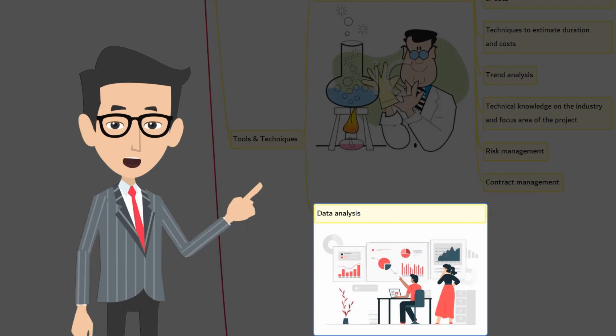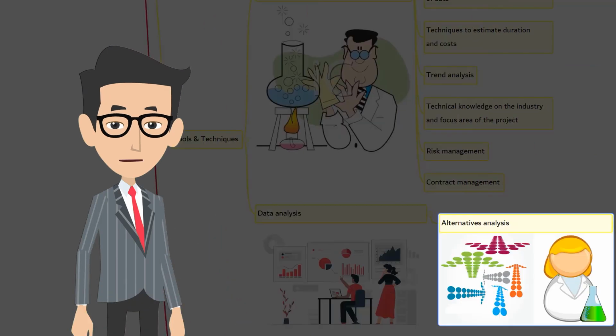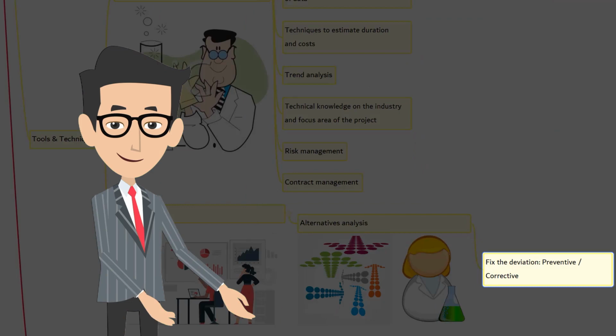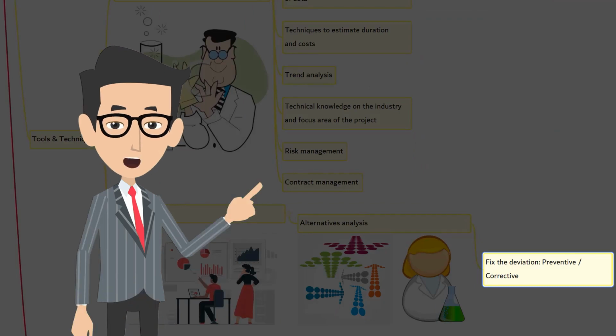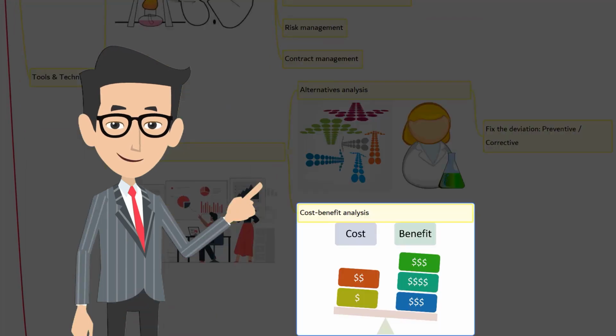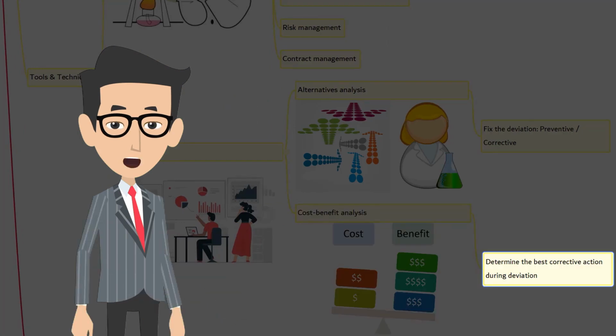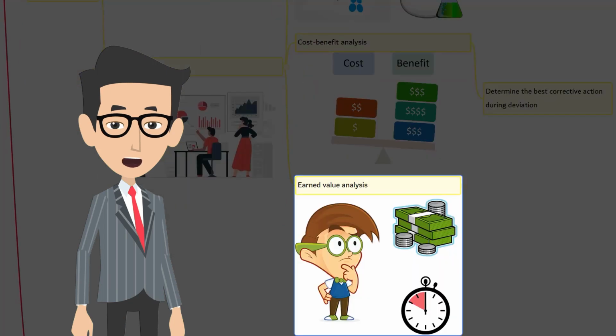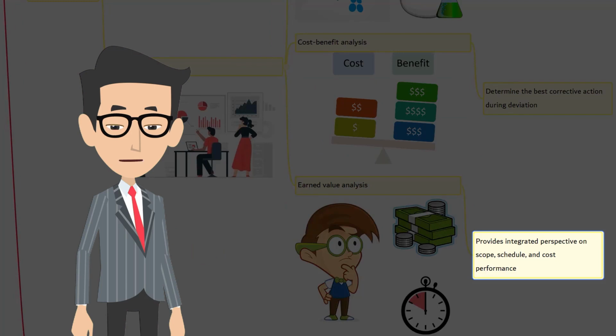The next one is data analysis. Here we have 6. Let's look at those. First one, alternative analysis. When deviation occurs, alternative analysis assists to the preventive or corrective action or combination to manage it. Cost-benefit analysis. Cost-benefit analysis helps to determine the best corrective action in terms of cost in case of project deviation. Earned value analysis. Earned value provides an integrated perspective on scope, schedule, and cost performance.